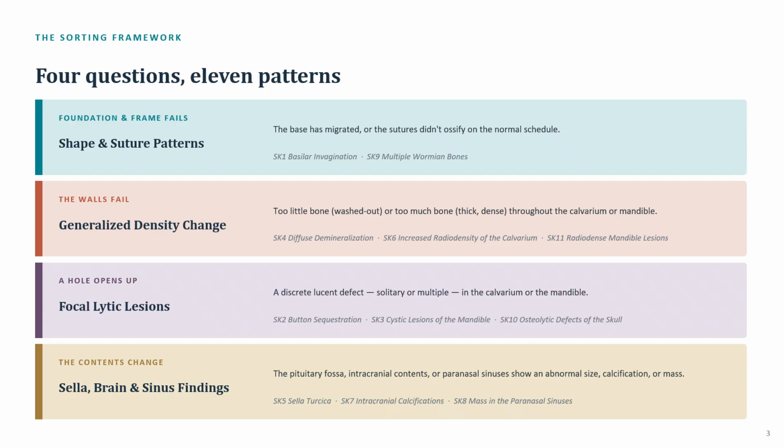Now we're moving on to our sorting categories for those 11 patterns. Just like every other week, for this week we have 4 sorting categories. There's something going on with the shape or the suture patterns. There's something going on with the density, a density change in the bone. There may be lesions in the bone, or also there may be sella, brain, or sinus findings in the skull itself.